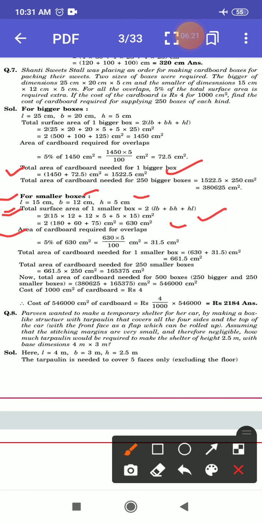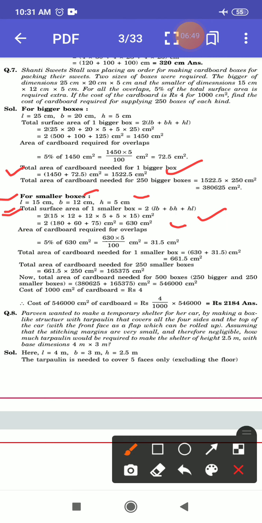So you have to calculate 5% of 630. Okay, so how to calculate it? Of means multiply and percentage means divide. So you have to write this value just like that, 630 into 5 upon 100, and then you have to calculate it, and the answer is 31.5 centimeter square. By this way you have to calculate the 5% of 630.